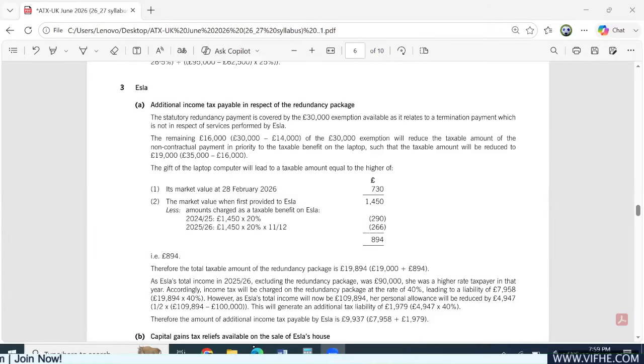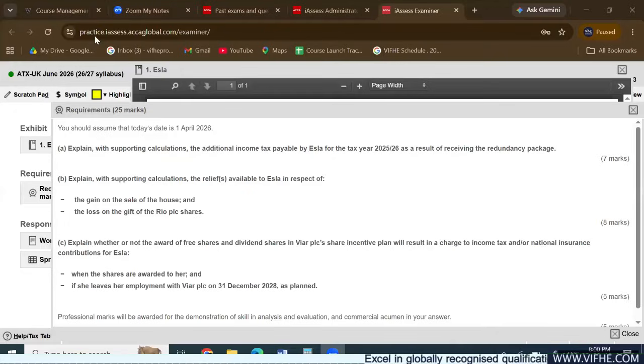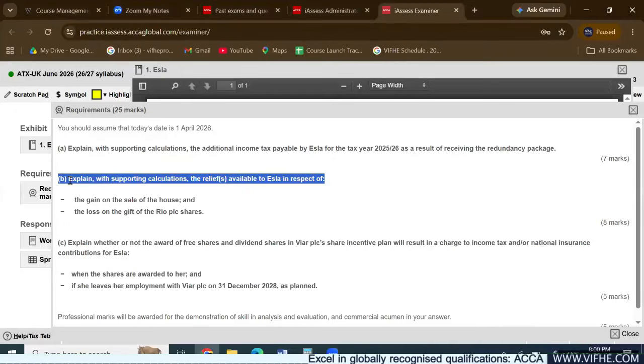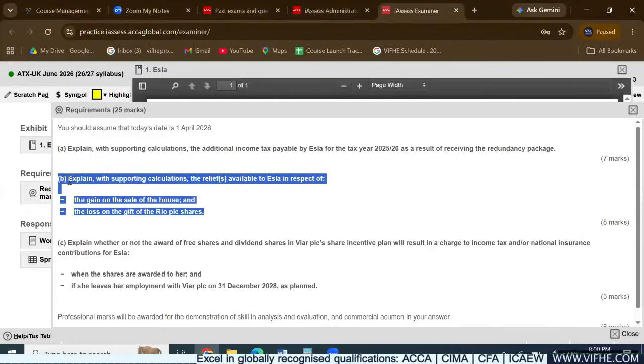All right. So the next requirement is that we need to explain with supporting calculations the reliefs available to ELSA in respect of the gain on the sale of the house and the loss on the gift of Rio Public Limited Company shares. And together this is of 8 marks.